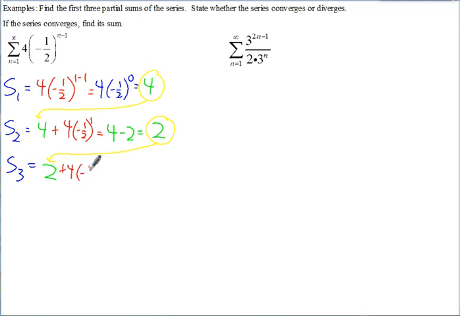Start with that 2, the sum of the first 2 terms, and add on the third term. 4 times negative 1/2. You plug in 3 minus 1, that's 2. 2 plus 4 times, when you square negative 1/2, 1 squared is 1 over 2 squared is 4. The negative goes away when you square it. So 4 times 1/4 is 1 plus 2 gives you 3. So those are the first 3 partial sums.